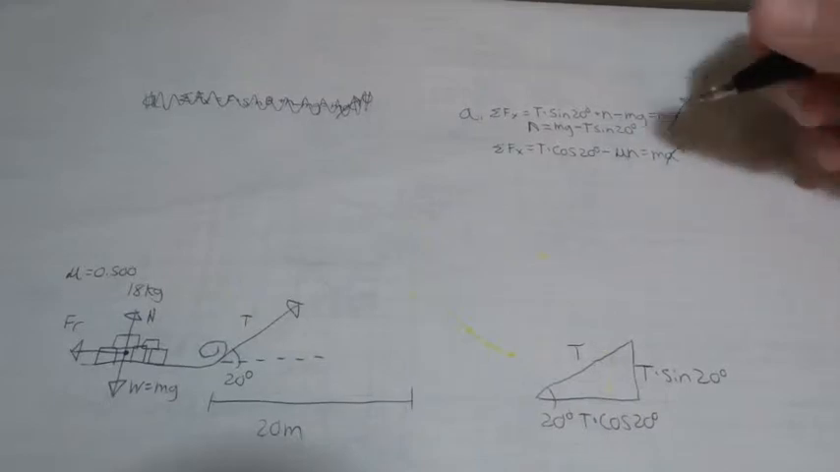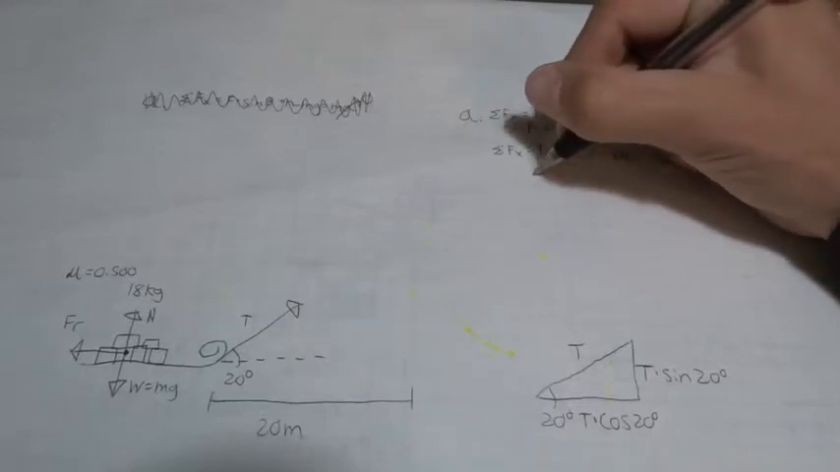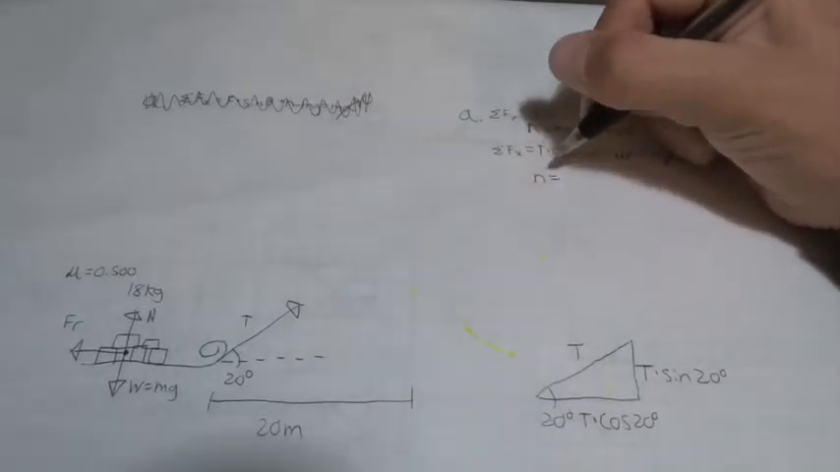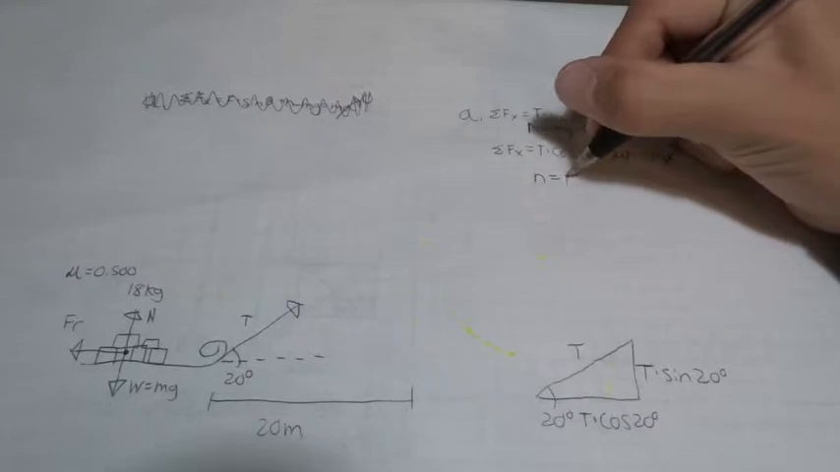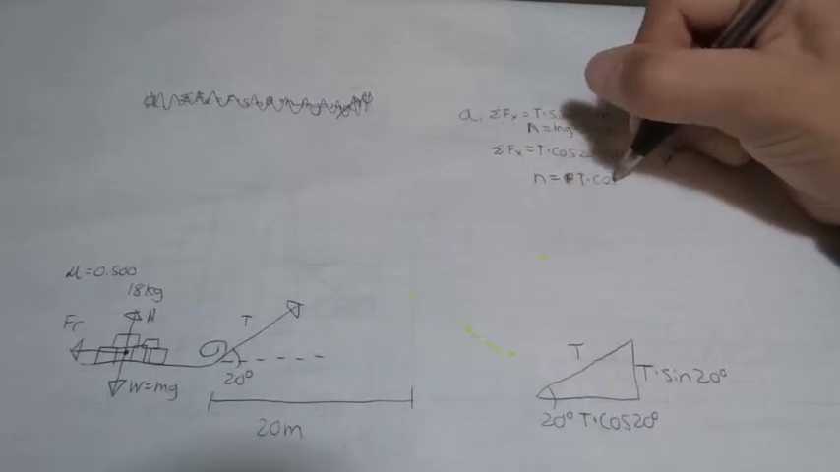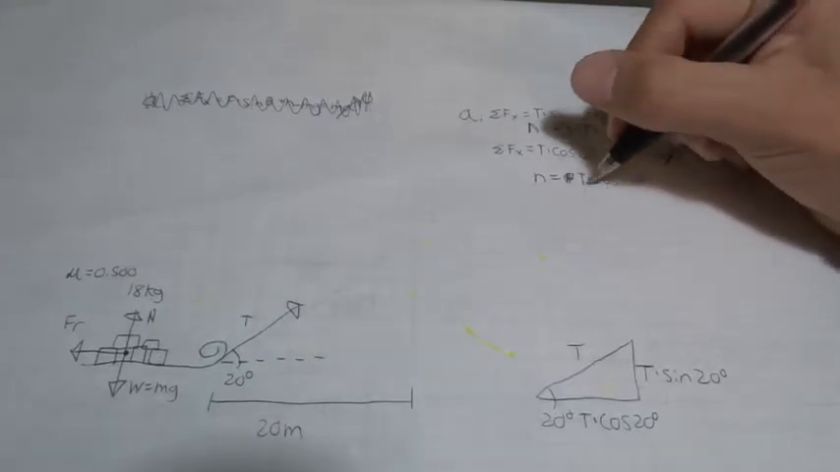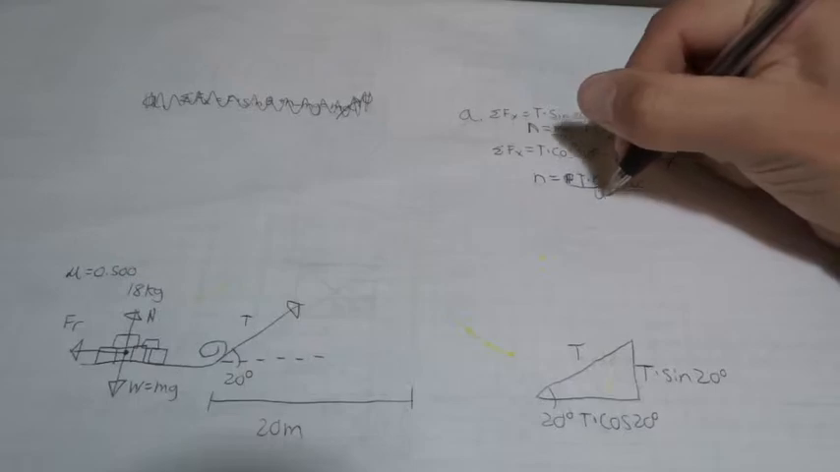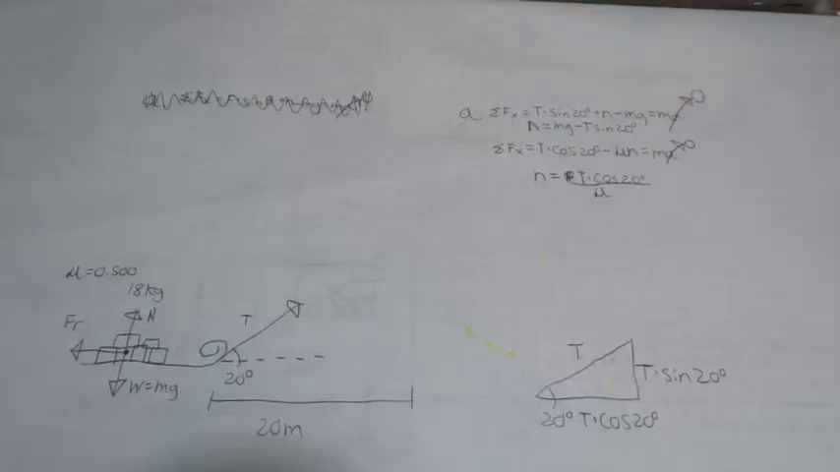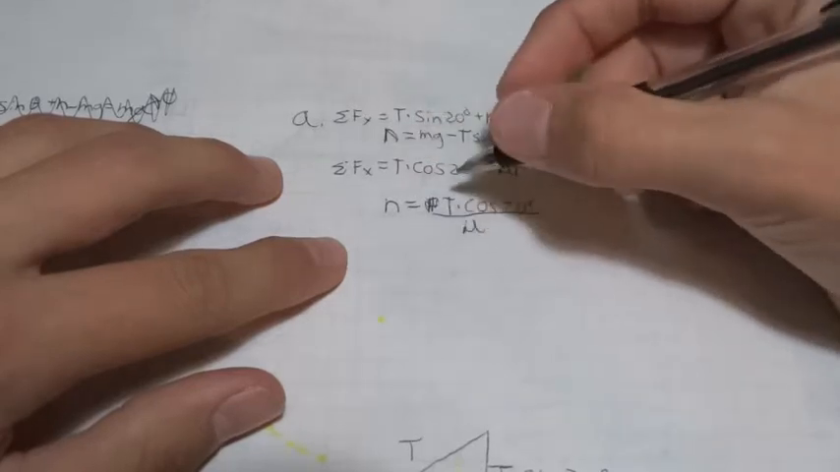So let's rewrite this equation. Again, I'm going to solve for that normal force. This one's going to be a little bit more tricky, but that's why it's an AP class. So normal force equals, I'm sorry, not F, the tension times the cosine of 20 degrees over the coefficient of friction, mu. Because both of these equations equal N, they equal each other.